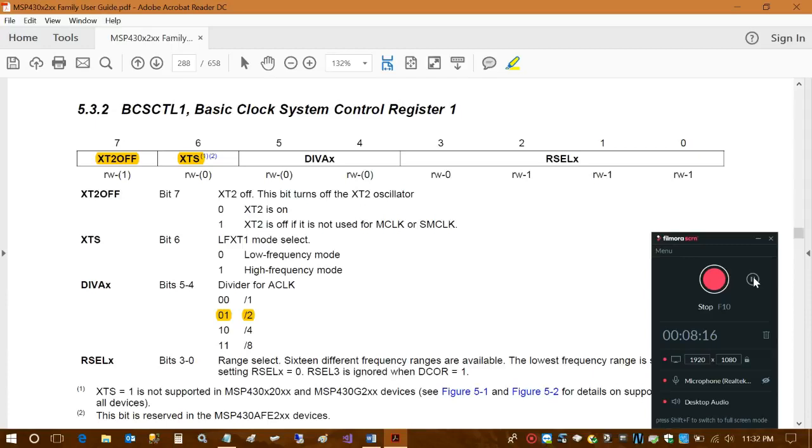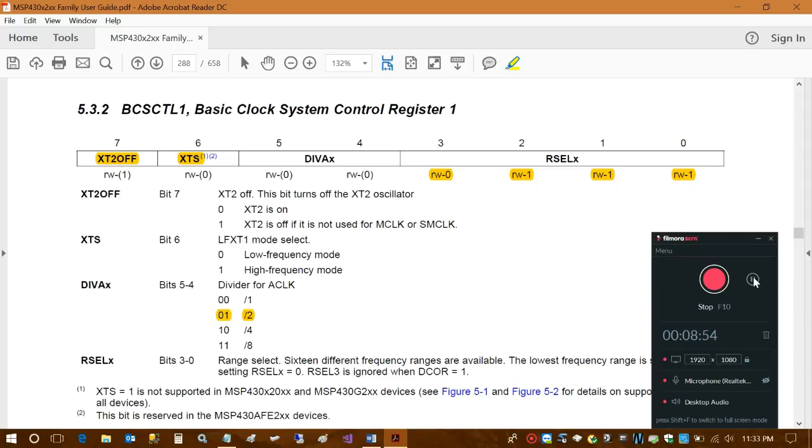and RSEL. Now the RSEL is the range select for the particular DCO. As we have seen in the graph, RSEL selects the range and DCOx selects the part of the range. So DCOx default value is 3, and the RSEL, as you can see, is 0, 1, 1, 1, which defaults to 7, as you can see over here. So 7 means the middle of the part of the graph.